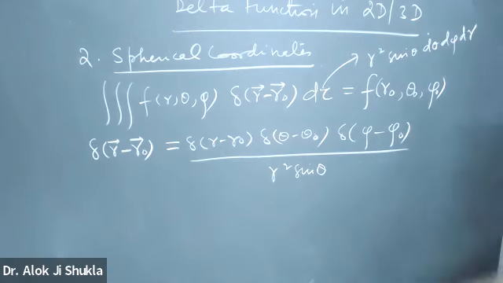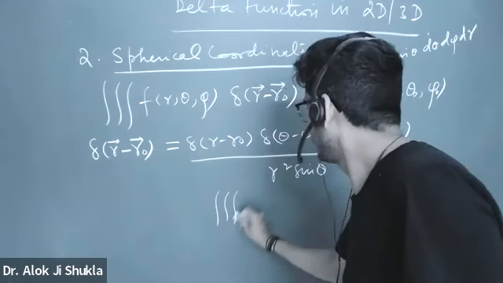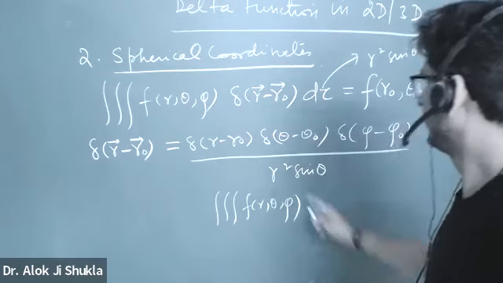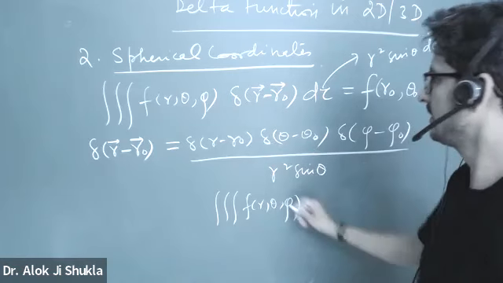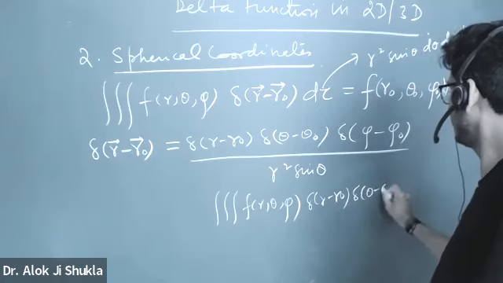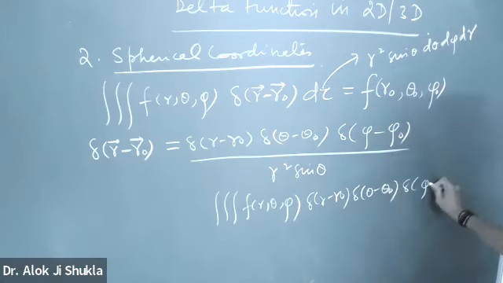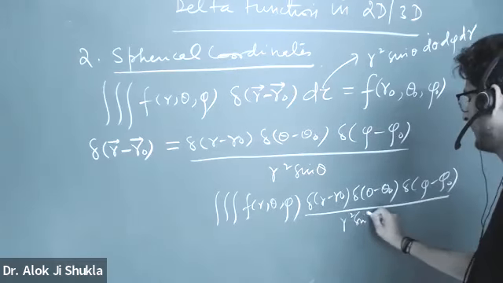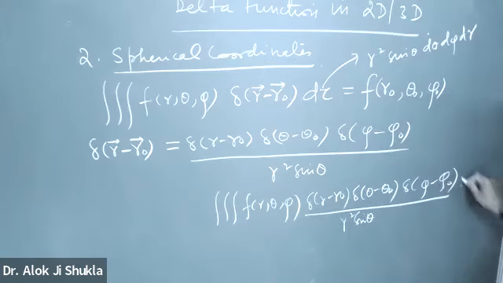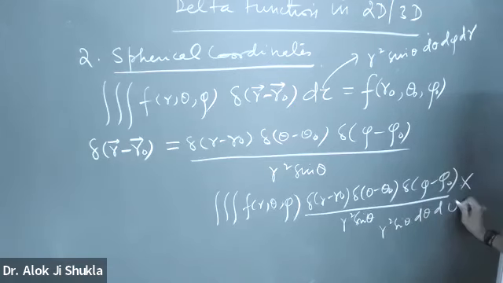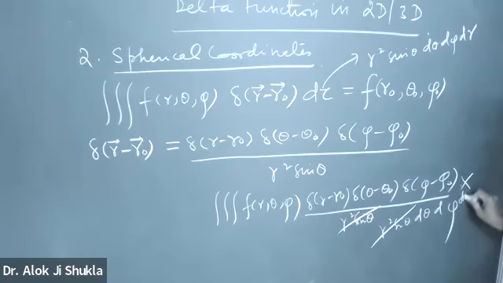So let us do this. This will be triple integral f(r, theta, phi). And what is this notation? Delta(r minus r naught), delta(theta minus theta naught), delta(phi minus phi naught) upon r square sin theta, and here into r square sin theta dr d theta d phi. This will cancel dr. This will cancel.